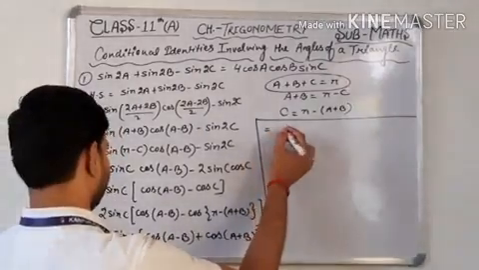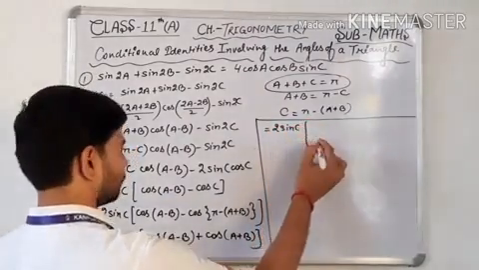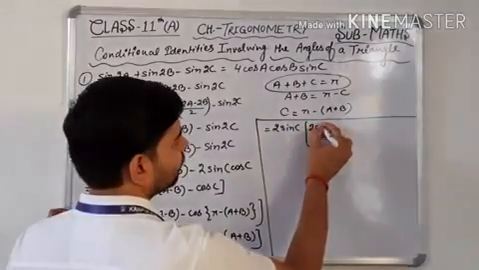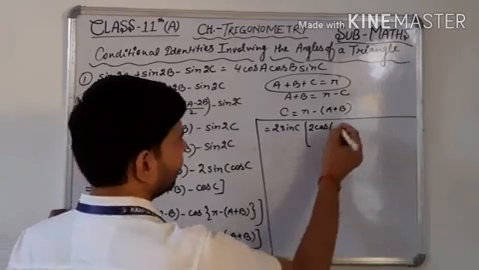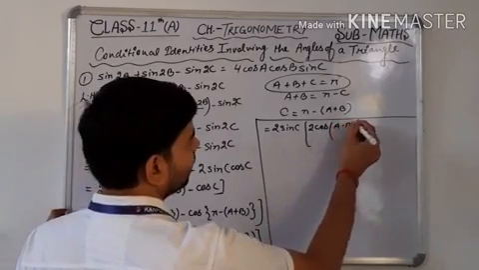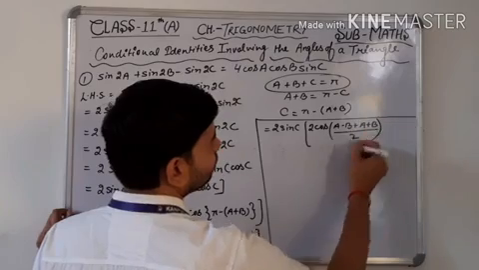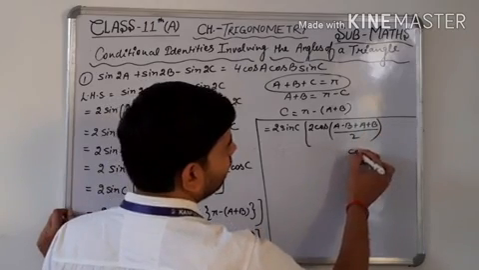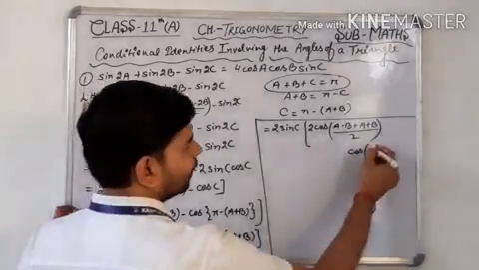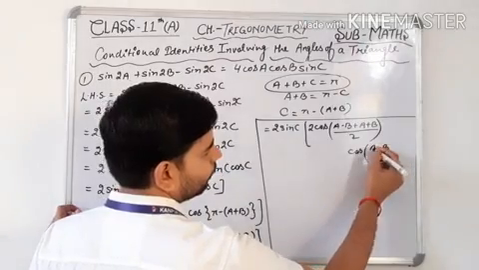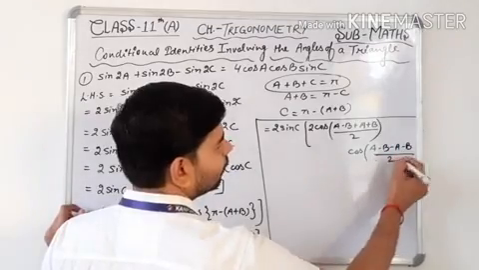We get 2 sin c, 2 times cos (c plus d)/2, and then (a minus b plus a plus b) upon 2, cos (c minus d)/2, (a minus b minus a minus b) upon 2.